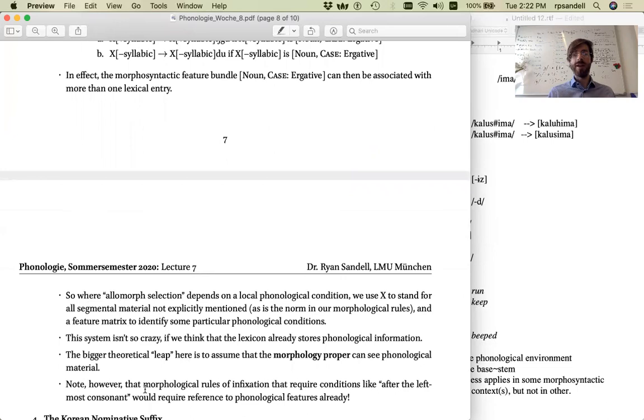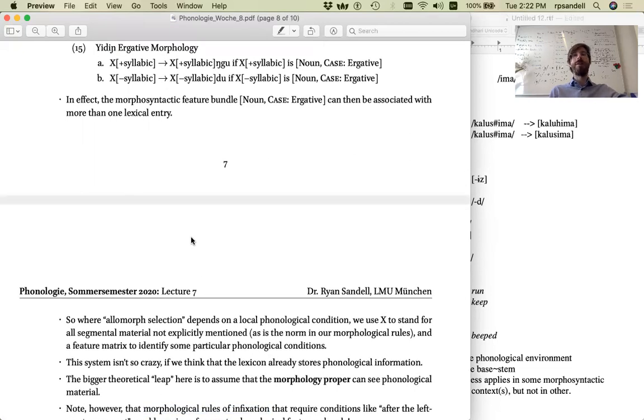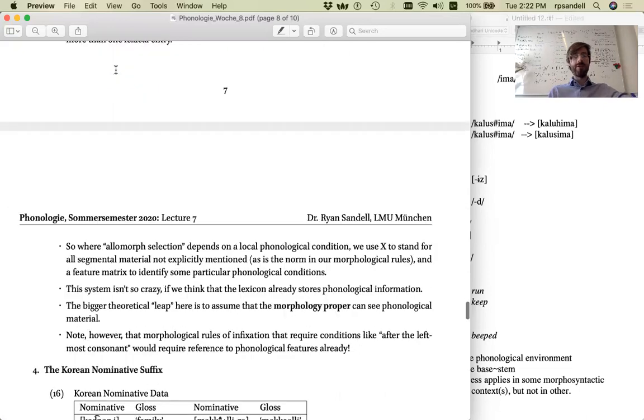So we might want to keep in mind that probably insofar as something like infixation occurs in the morphology, that would require morphological rules to reference phonological information, to find things like the leftmost consonant or the first vowel in a phonological sequence. So maybe it's not so problematic to assume that morphological rules can see phonological information that comes from the lexicon.